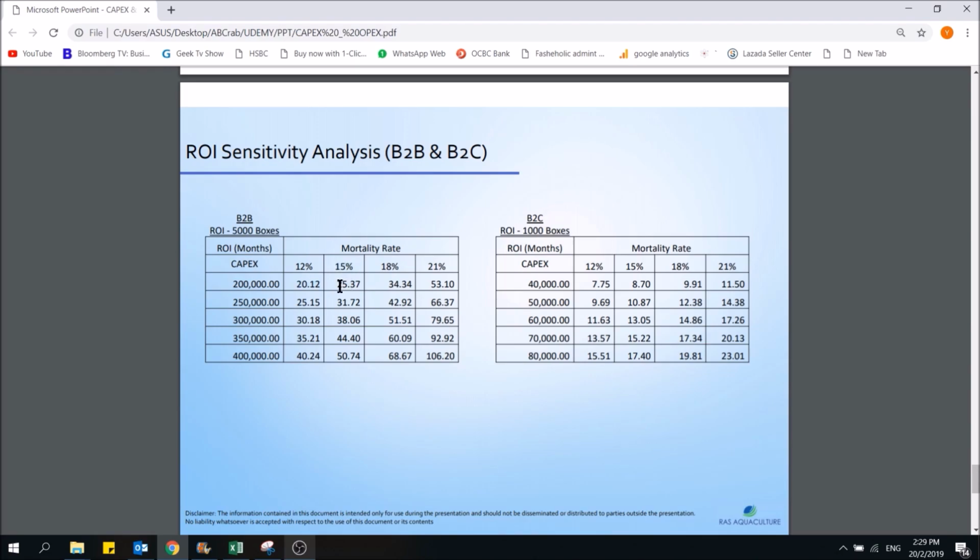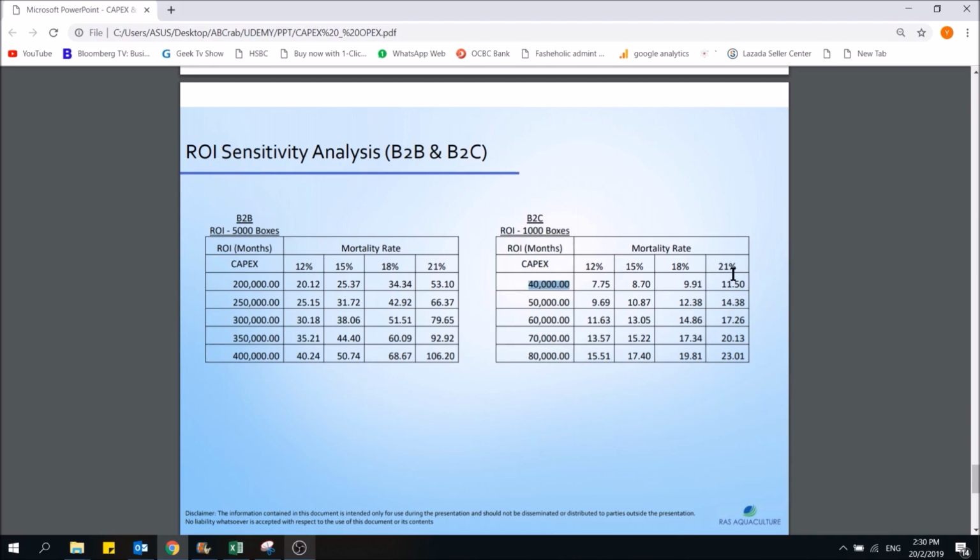So what we'd like to show you is that mortality plays a very sensitive part in your return on investment. It is actually more sensitive than capital cost. This is also the case for the ROI for the B2C market. Assuming that you spend 40,000 on each 1,000 boxes, you'll see that having a 21% mortality, you will still need 1 year to break even though you're serving a B2C market.